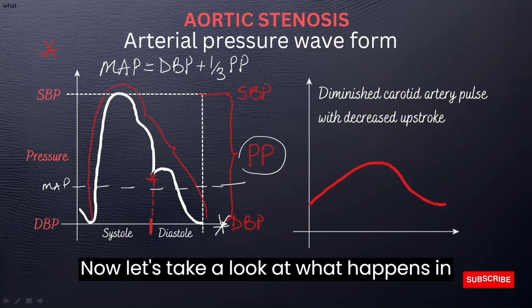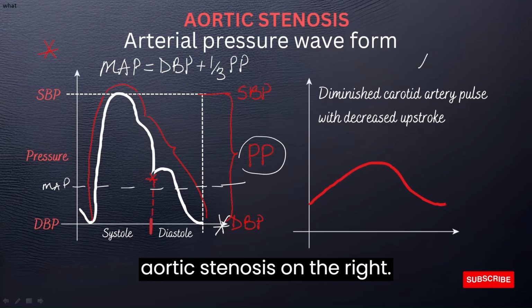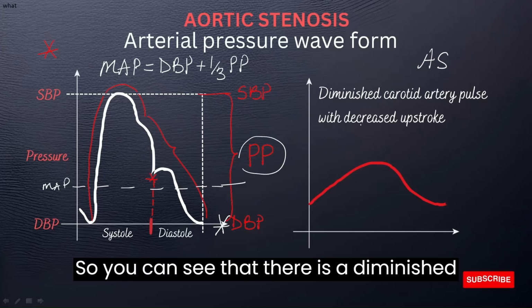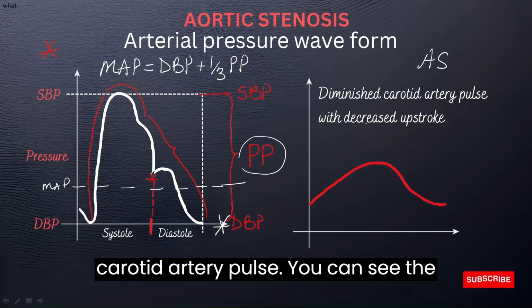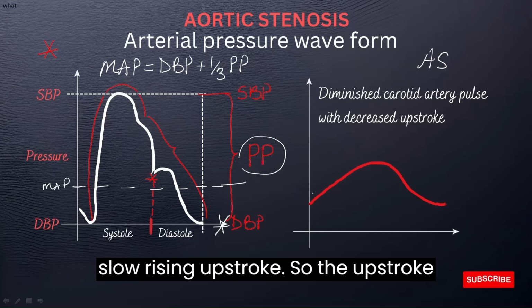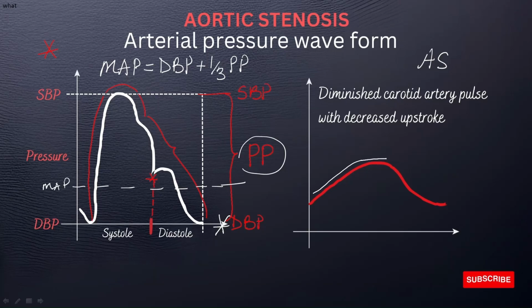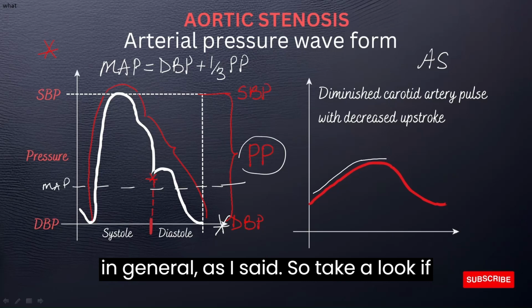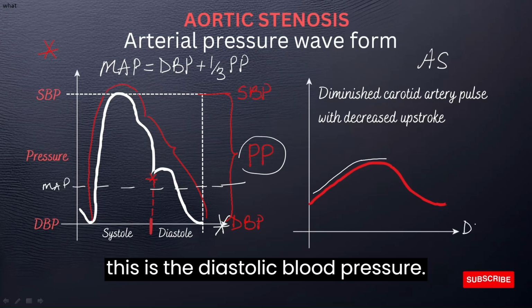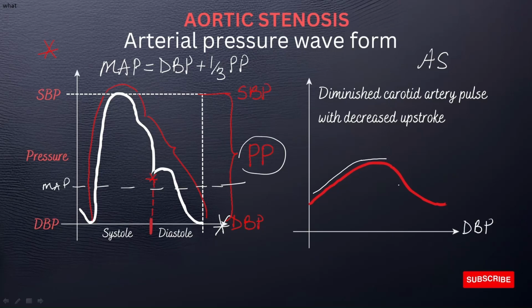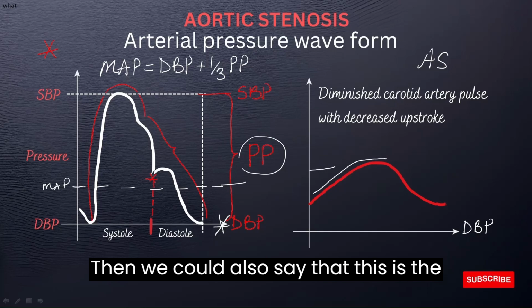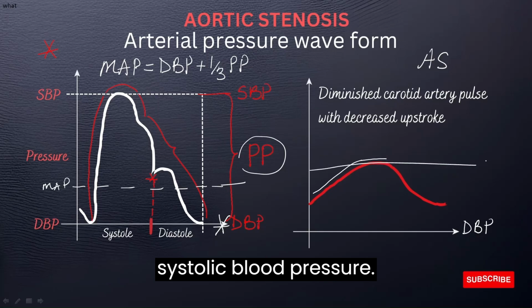Now let's take a look at what happens in aortic stenosis on the right. So you can see that there is a diminished carotid artery pulse. You can see the slow rising upstroke. So the upstroke is actually decreased, and you can see a late peak in general, as I said. So take a look. If this is the diastolic blood pressure, then we could also say that this is the systolic blood pressure.